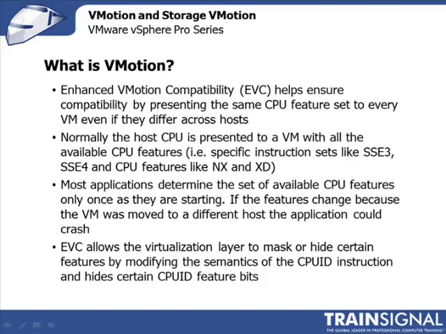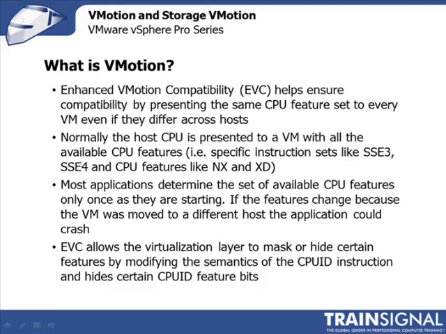EVC allows the virtualization layer to mask or hide certain features by modifying the semantics of the CPU ID instruction and hide certain CPU ID feature bits. While this masks CPU features from the VM, it does not disable them. If an application that queries and finds a feature bit missing tries to access the feature, it will still be available to the VM.